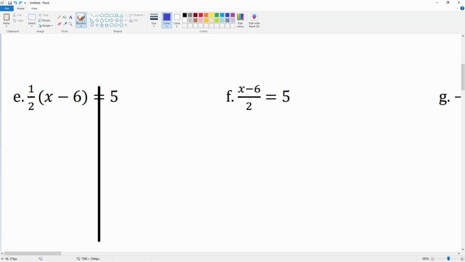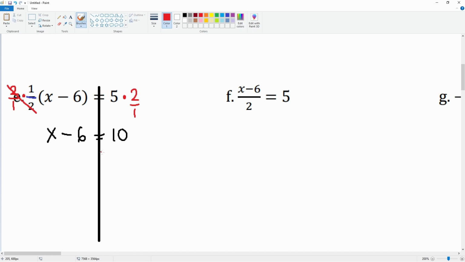You should see that there is a divide by 2 here. So what is the inverse of divide by 2? It's to multiply by 2 over 1. This cancels, leaving you with just x minus 6 on the left hand side. I don't even have to draw the parentheses because there's nothing in front of it. So it's just x minus 6 is equal to 5 times 2, which is 10.